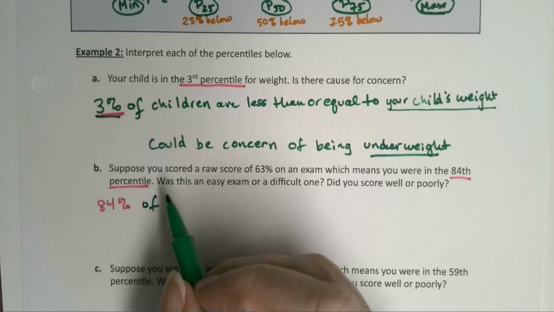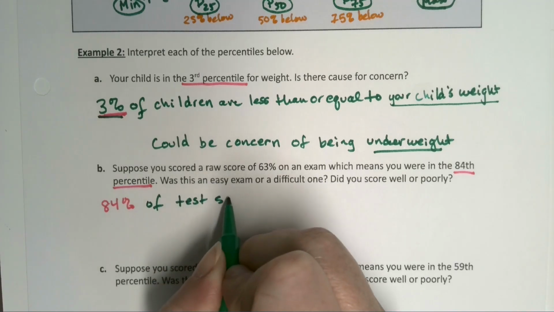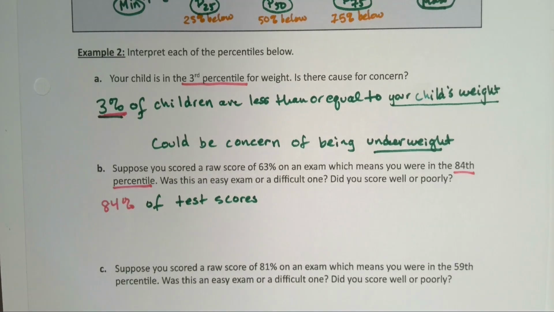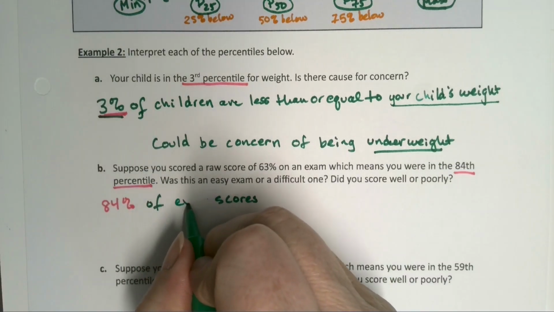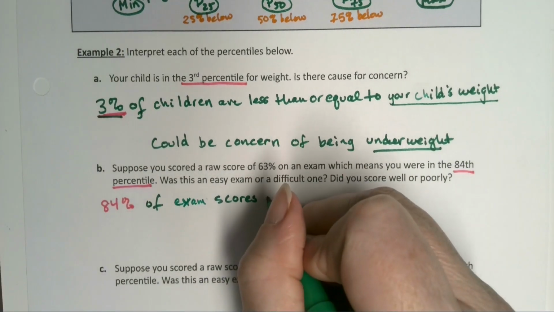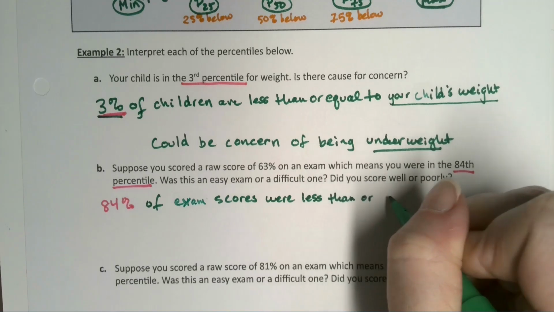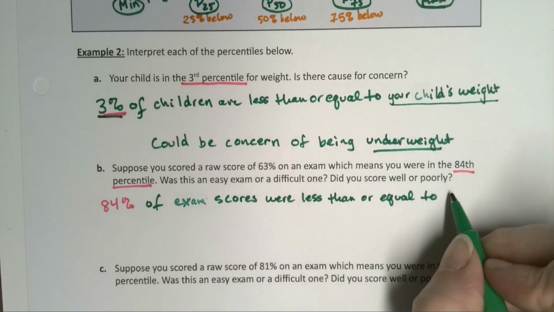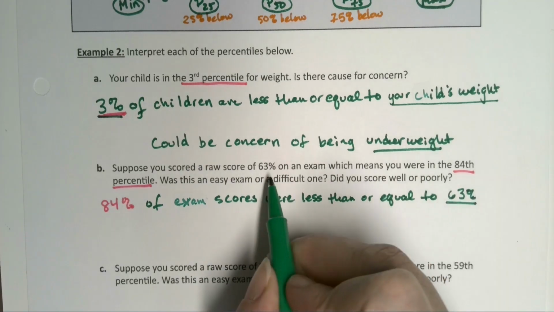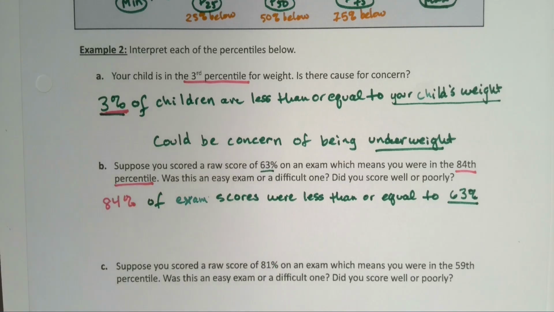of, and then you have to put in what the context was, right? What was the data set? So exam scores. 84% of exam scores were less than or equal to your score of 63%, right? Because that's your value, right? The percentile is what makes the percentage, not this. This is just the score.